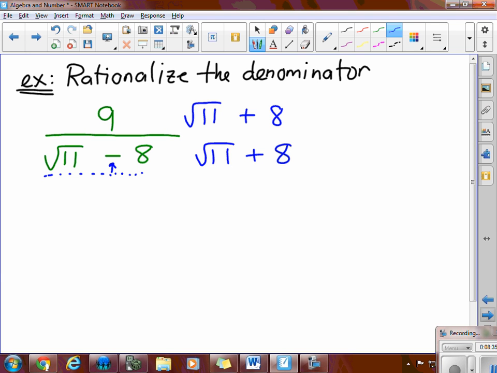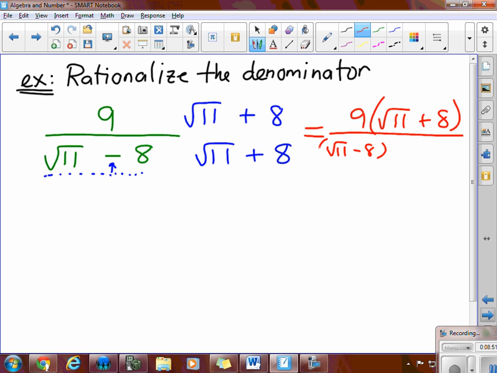Now we're going to take this and look at it through a lot of steps, just so it makes a little bit more sense. So the top of this now is going to become 9 times the root of 11 plus 8. And the bottom, if you examine it, is the root of 11 minus 8 times the root of 11 plus 8. Now this is the difference of squares I was talking about. And the difference of squares now is an easy thing to multiply.